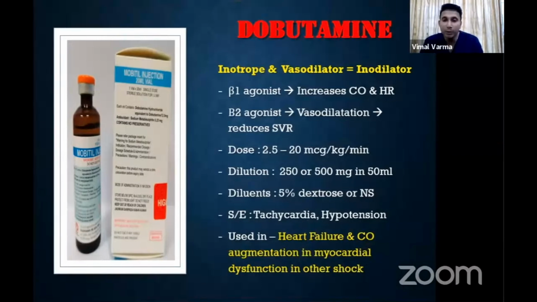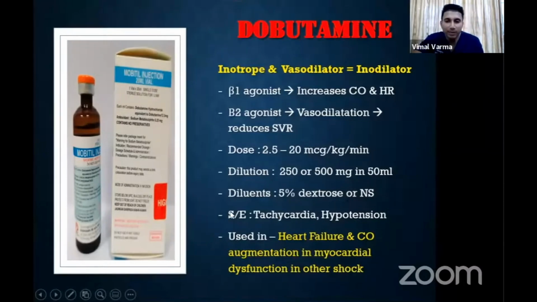The dose will be 2.5 to 20 mic per kg per minute. The vial comes in 250 or 500 mg in 50 ml. It means this picture is too small. Each ml, it's a 20 ml vial, each ml contains 12.5 mg. So 12.5 times 20 ml, you get 250 mg. So you prepare as a single strength or double strength, which is 2 vials. You dilute in 50 ml. Diluents can be 5% dextrose or normal saline.